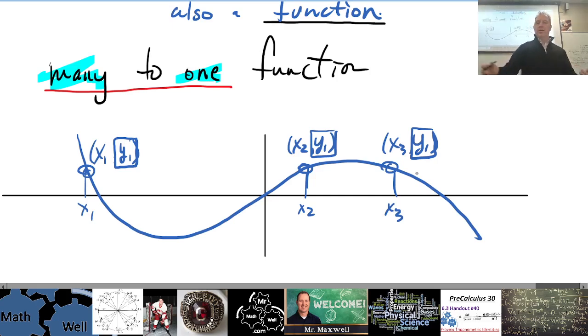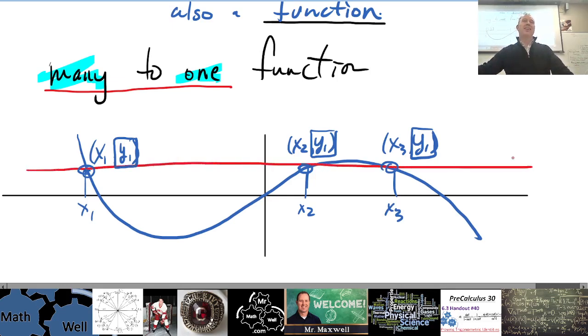And many-to-one functions are the ones that do not pass the horizontal line test, right? Because if you draw a horizontal line, it passes through more than one point. And so a many-to-one function has an inverse that is not a function. I'll maybe write that down right here. Has an inverse that is not a function.